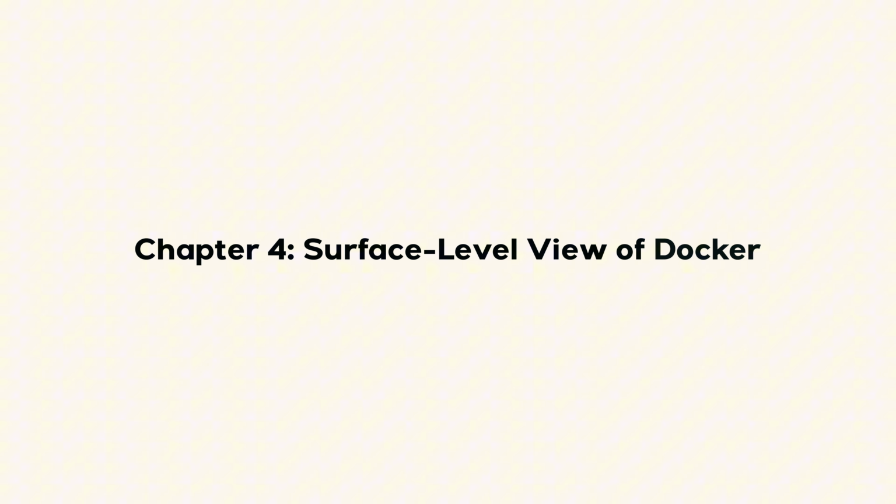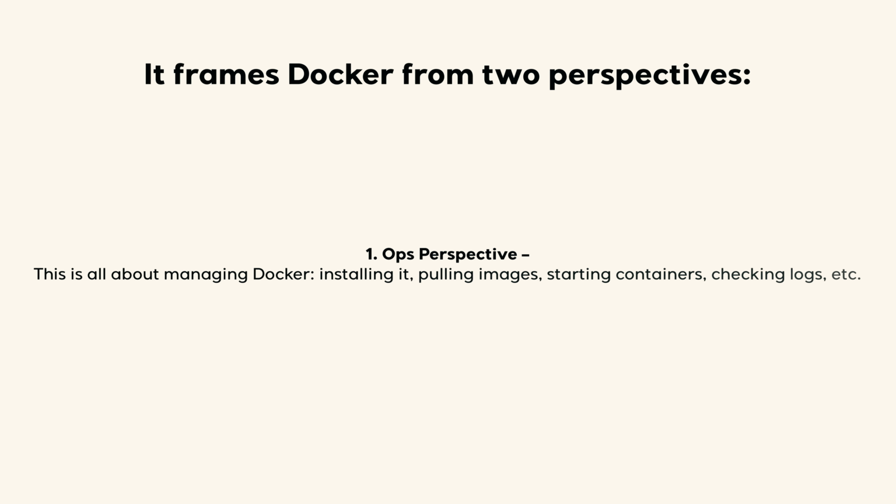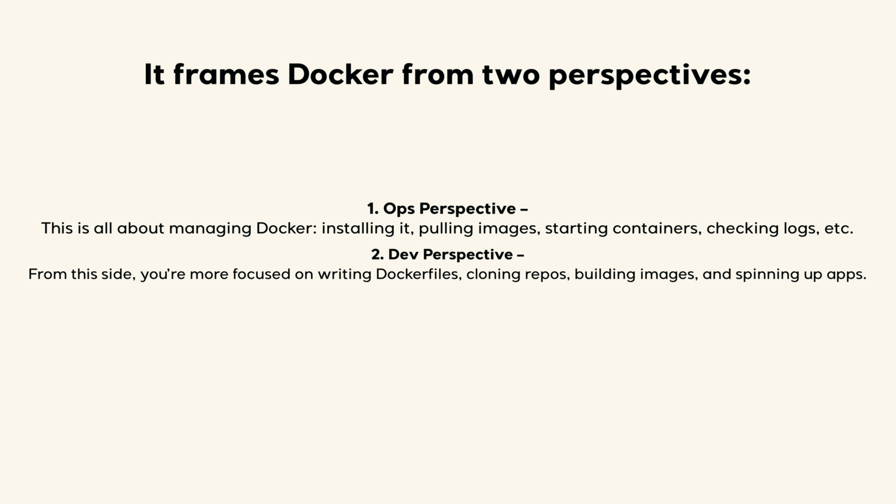Chapter 4 gives us a surface level view of Docker, just enough to get us thinking. It frames Docker from two perspectives. The first perspective is the ops perspective. This is all about managing Docker: installing it, pulling images, starting containers, checking logs, and all this other good stuff. And then there's the dev perspective. From this side, you are more focused on writing Dockerfiles, cloning repos, building images, and spinning up apps. It also introduced the idea of images. They're basically snapshots of a complete app environment, including all its dependencies.